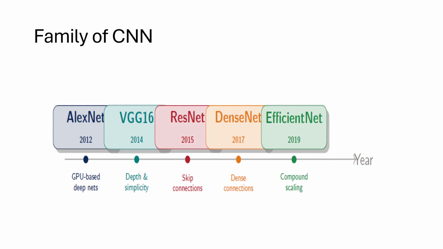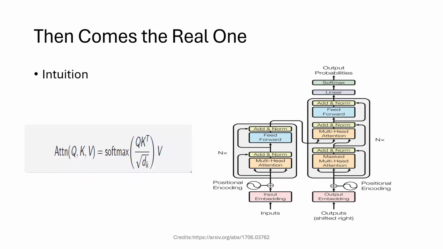And then came EfficientNet, which used compound scaling, where other parameters are also used for the scaling. This is how the family of CNNs evolved, and they became the backbone of many networks. Then the real shift came in 2017 with the paper "Attention Is All You Need." This paper is the most foundational one. After that, from 2020 onwards, people focused only on this kind of model.